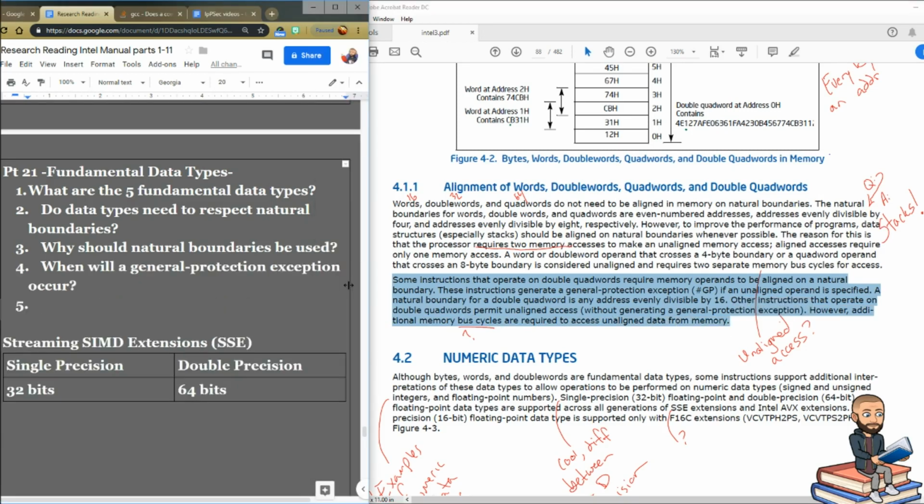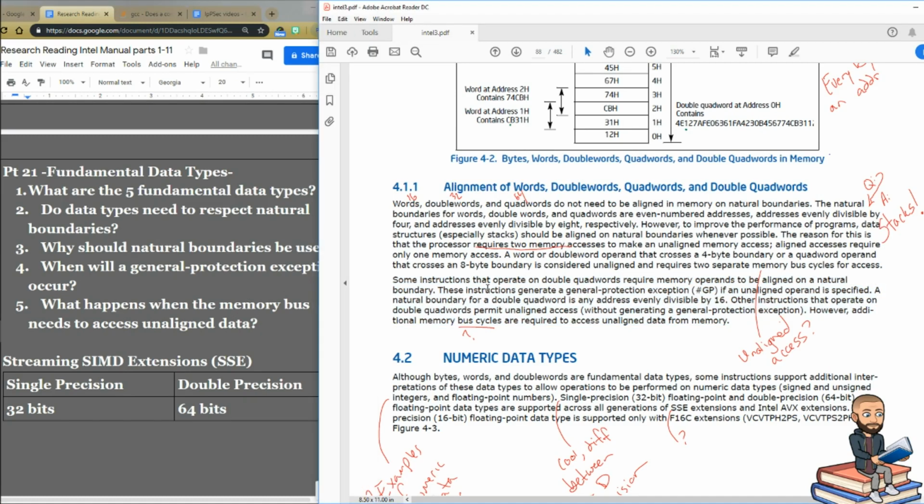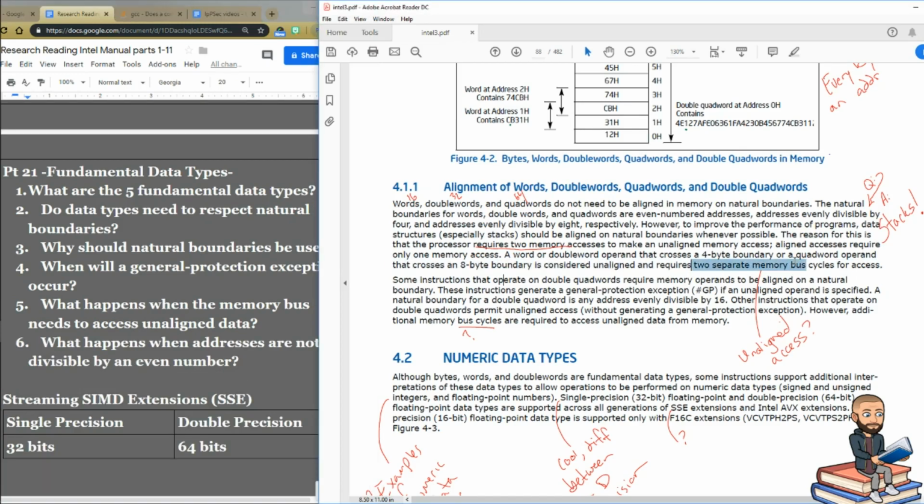So the question is, when will a general protection exception occur? And here's another question for you at the end of the paragraph. What happens when the memory bus needs to access unaligned data? The answer is the memory bus will need to use additional cycles to do so. So the summary for this entire set of paragraphs is all about the alignment of data. And as I look at my notes from before, I could turn this one into a question too. And the answer is 2 separate memory bus cycles will be required.